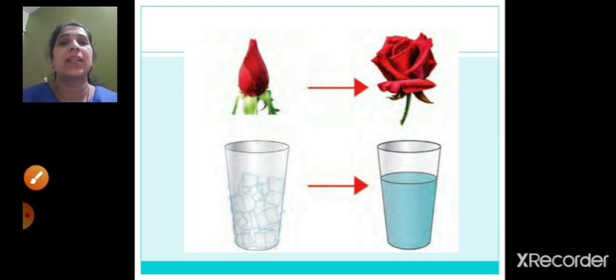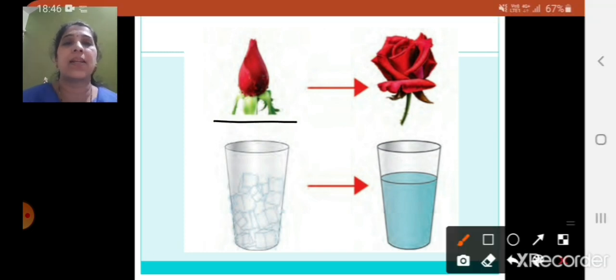Now let's take the third example. What is there? This is a bud and this is a flower, right? So what type of change is this, children? It is a physical change, right? And it is an irreversible change also, because what is happening? The bud is getting converted into a flower, right? Actually, no new substance is formed. It is a physical change only, and it is an irreversible change, because the flower cannot come back to the original form of the bud, right?